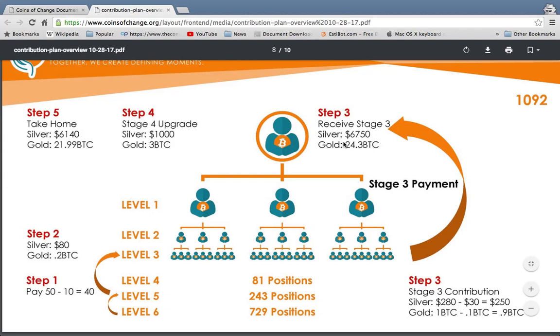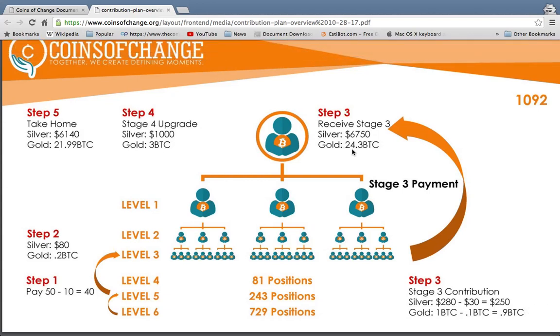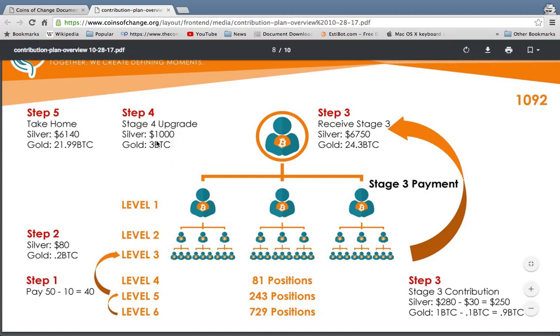Now in silver, that's a total of $6,750. In gold, that's a total of 24.3 Bitcoins. Very substantial in gold in this particular up. All right, now, stage 4, you made a stage 4 upgrade. The system is automatically going to upgrade you to stage 4, and that's going to be a $1,000 contribution and a 3 Bitcoin contribution in gold. And that's going to follow this same system, this same contribution platform.